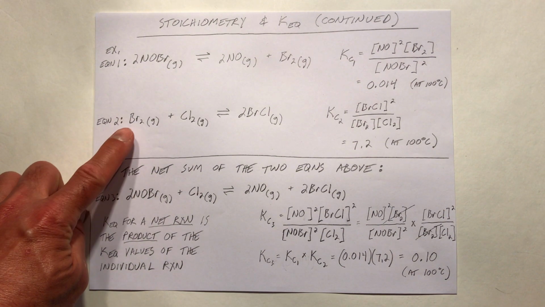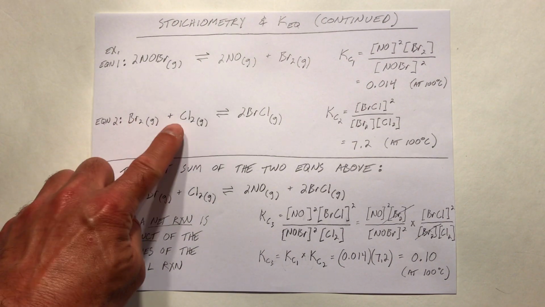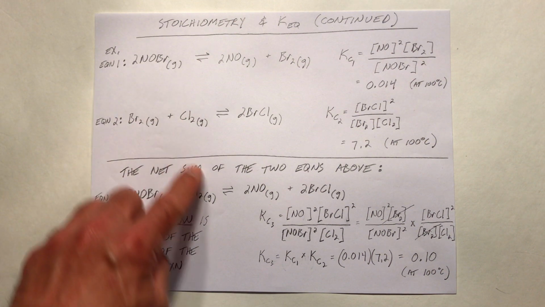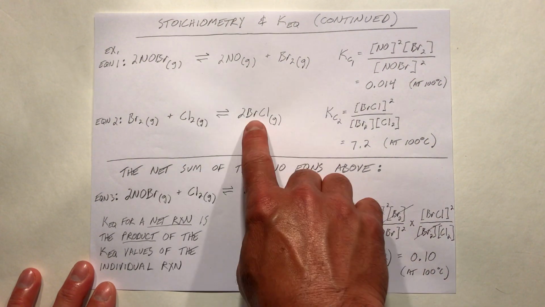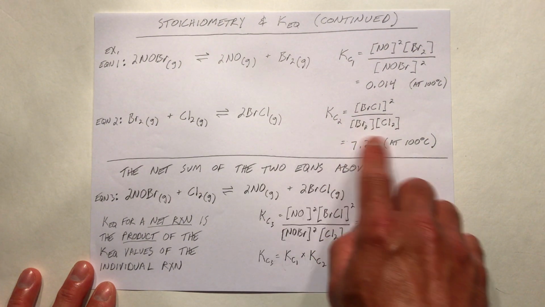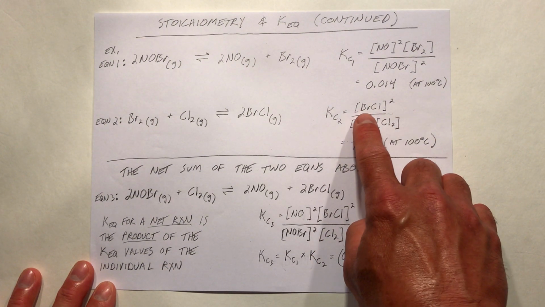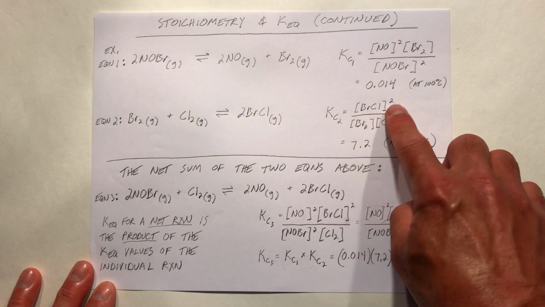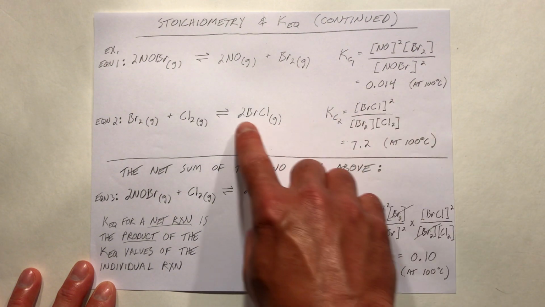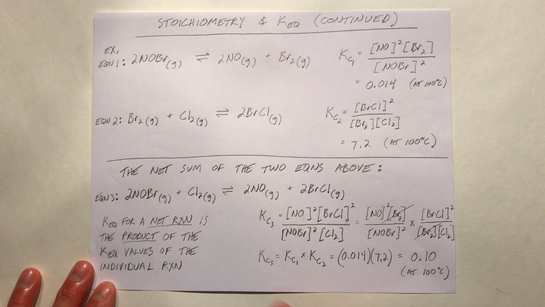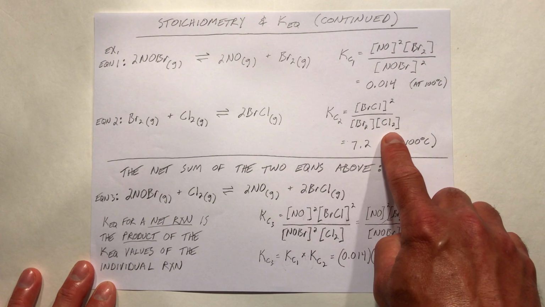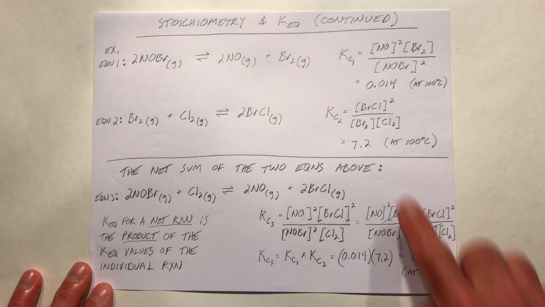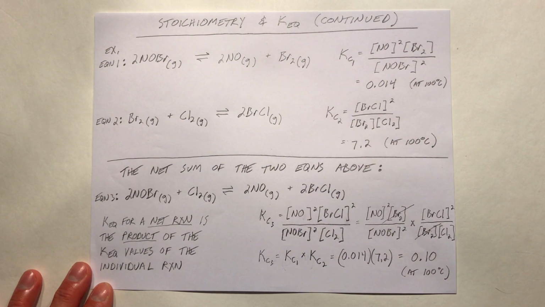Let's say we have another reaction where we have Br2 and Cl2 in equilibrium with 2 BrCl. So the products divided by the reactants, and these are multiplied. So the concentration of BrCl to the 2nd power, and again that power is because of that number of moles, divided by Br2 concentration and Cl2 concentration. And let's say that's equal to 7.2 at 100 degrees Celsius.